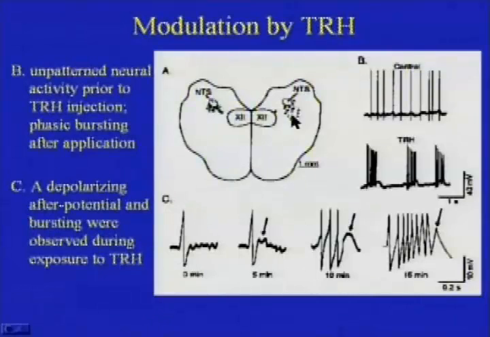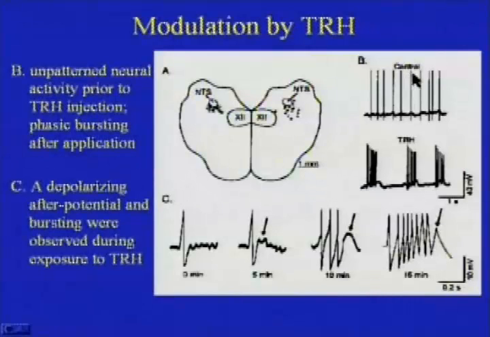So in panel B, what we're seeing is an unpatterned recording. The y-axis is in millivolts, so this scale bar is showing 40 millivolts for panel B, and the x-axis scale bar is showing 1 second for both of these figures in panel B.